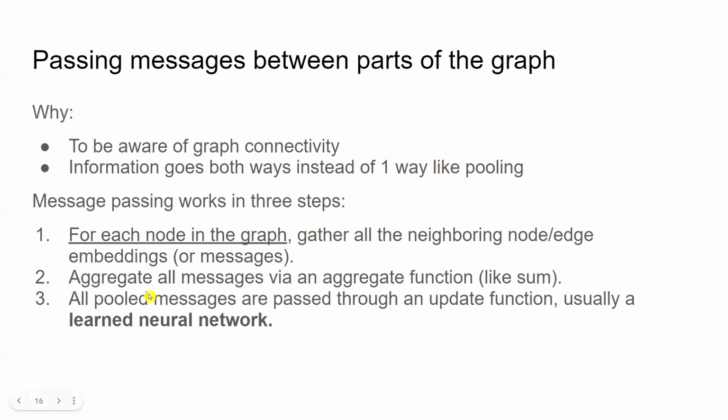And then same, you aggregate all messages via an aggregate function. And then the last step is just for the neural network. It's learning: the pooled messages are then passed through an update function. This is for the neural network part to learn through different steps and learn through a loss function.